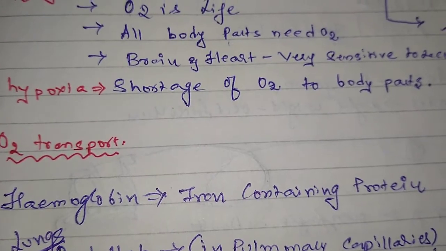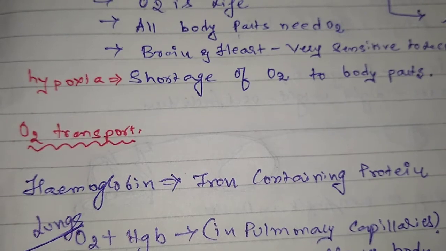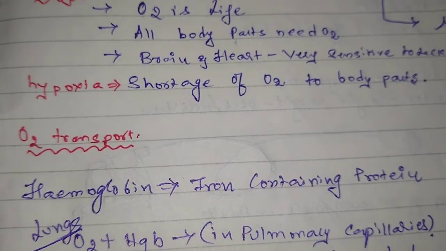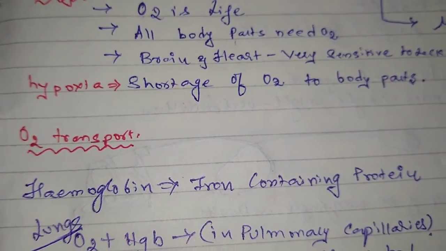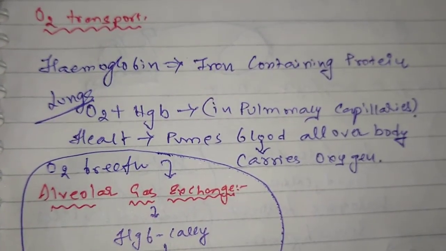Hypoxia is nothing but a shortage of oxygen to the body parts, which is usually represented with the symptoms of cyanosis, and it has to be treated on an urgent basis. And this is the basics of oxygen transport in the human body.